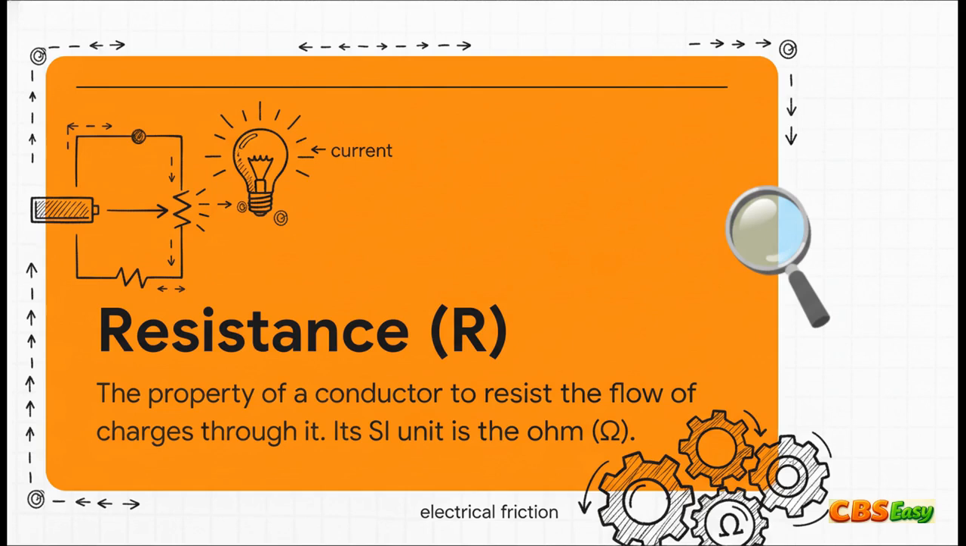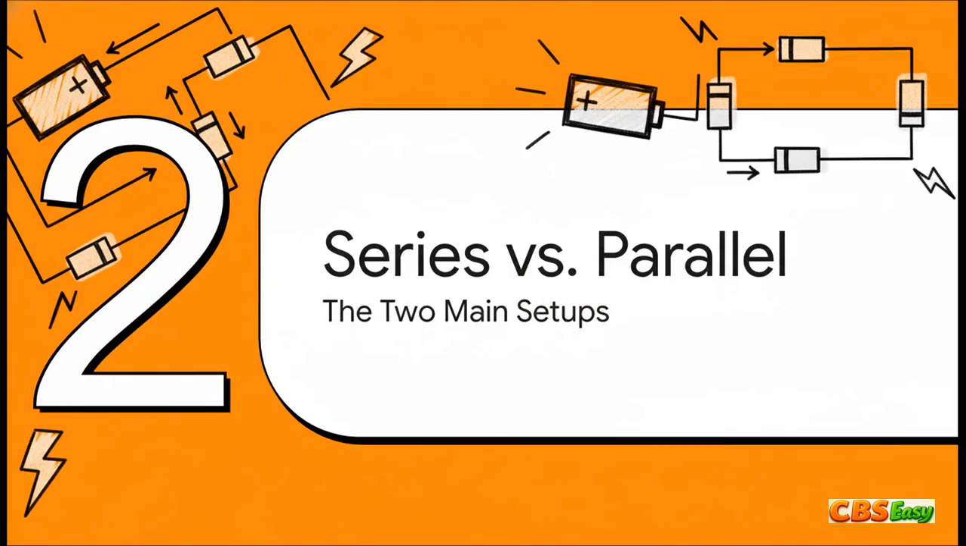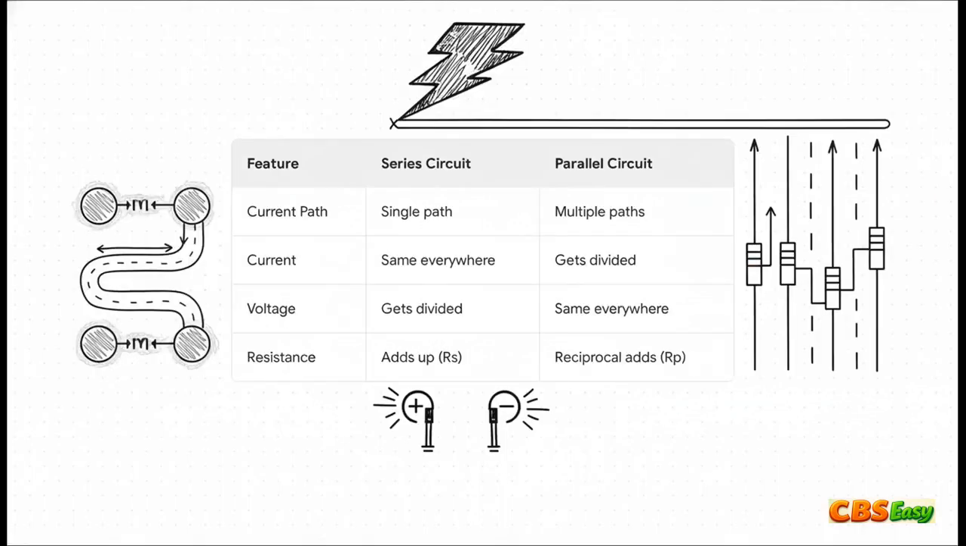Okay, so now that we've got our basic tools, Ohm's law and the idea of resistance, let's see how they work in the two main ways you can actually build a circuit, connecting things in series or in parallel. Now, this slide is absolutely crucial. Understanding these differences is the key to knowing which formula to use. Think of a series circuit like a one-lane road. The current only has one way to go, but a parallel circuit, that's like a highway with multiple lanes, so the current splits up. Getting this down is everything.